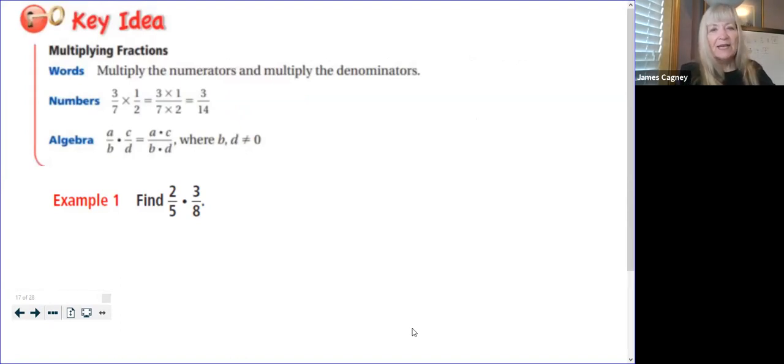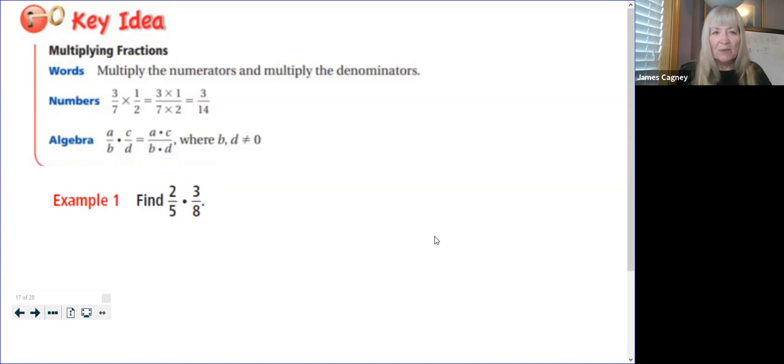Notice if I use fancy algebra terms, I say that A over B times C over D is AC over BD. Here B and D cannot be 0. That's because in math, the one thing I can never, ever, ever do is divide by 0.